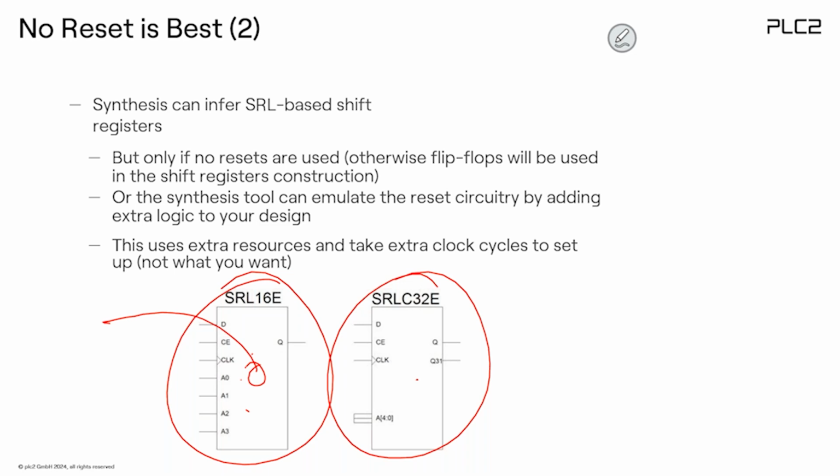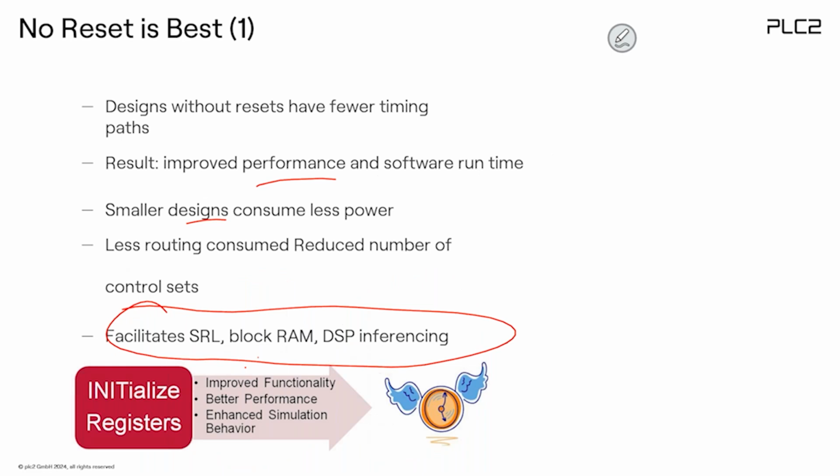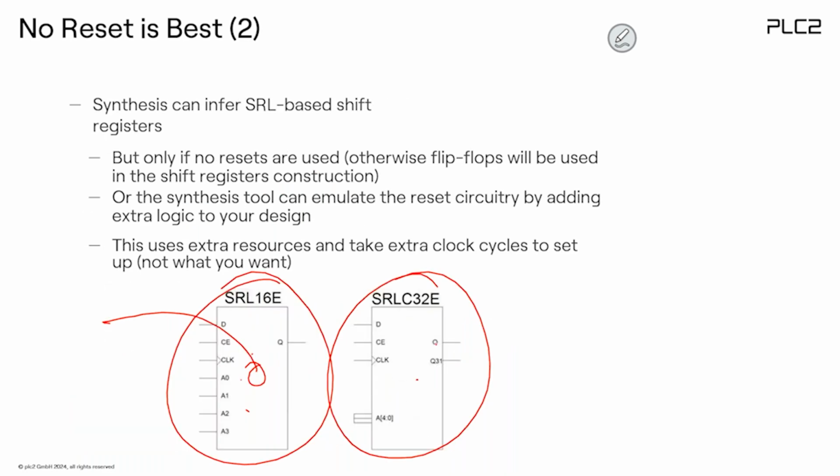This means if you don't use the reset, there are a lot of special components which might be used. If you use a reset, these components are not available for you because they don't have a reset. So be careful here.